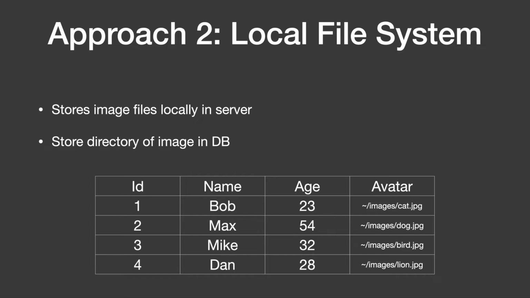So instead of converting it to binary data, you're just keeping a JPEG file in your server. And in the database table, you can see we have the same table, but the avatar column is the directory of the image. So it's literally the local path where you stored the image. So in this case, let's say we have a cat.jpg. So you're just going to put it in your images directory in the local machine. So this way your table is not using too much data because it's just storing that string URL, and it's your local machine that's actually storing the JPEG image.